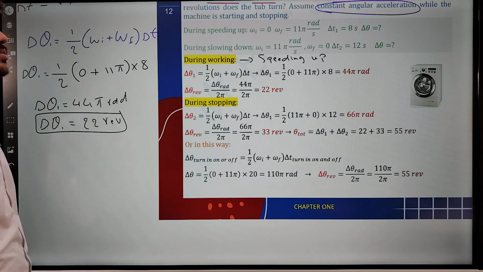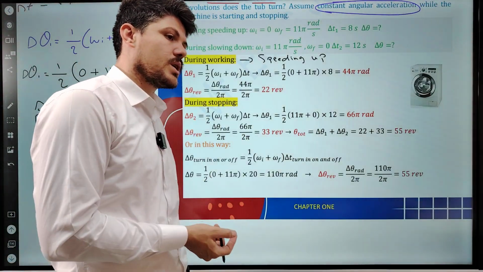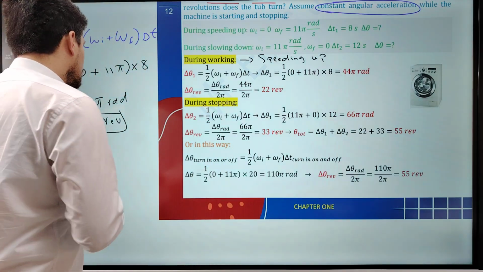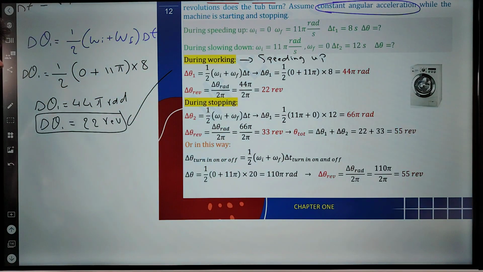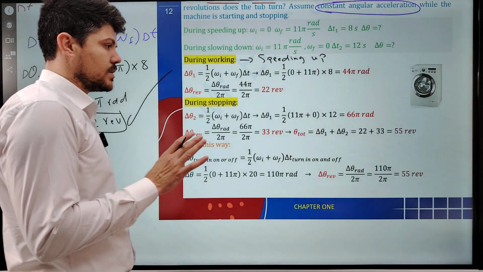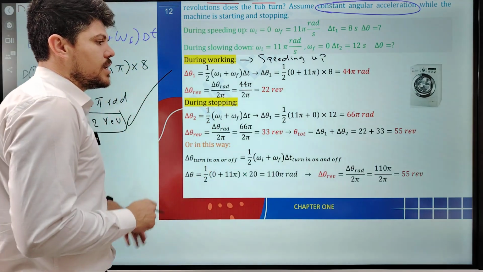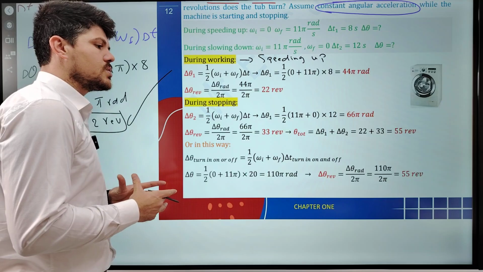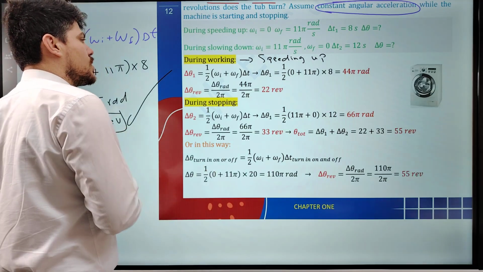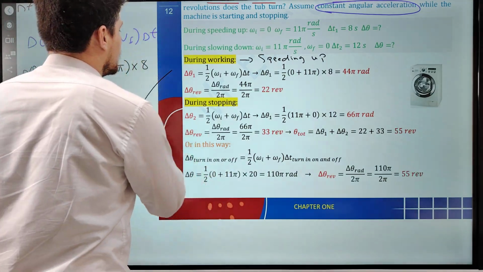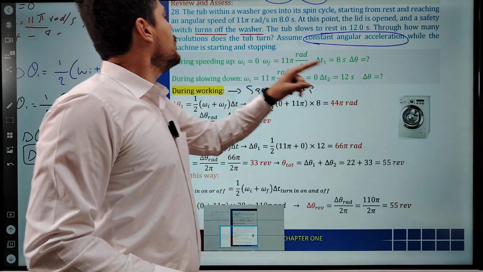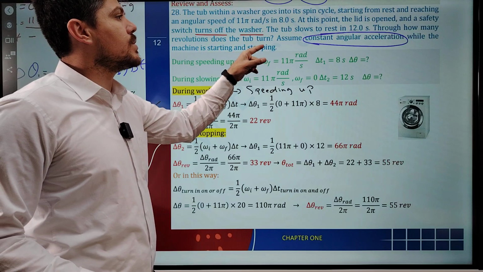If the question asks us to find the number of revolutions during the speeding up, you have to select this value. Please be careful and pay attention in this question. In this question, what is unknown? The total revolutions for the entire system, during stopping and during speeding up. Look, through how many revolutions does the top turn?